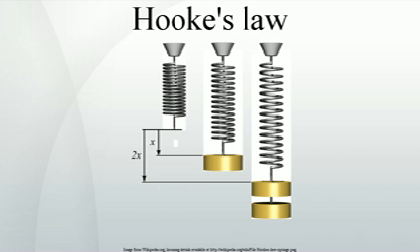Hooke's law. Hooke's law is a principle of physics that states that the force needed to extend or compress a spring by some distance is proportional to the distance. That is, F = kx, where k is a constant factor characteristic of the spring, its stiffness.